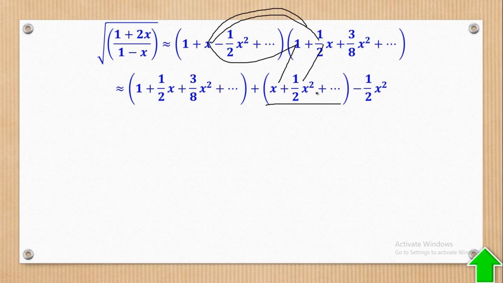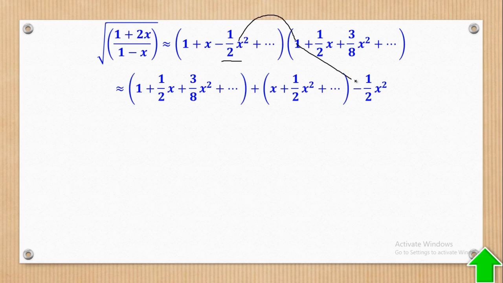I think you realize that we stop here and just put plus dash dash dash, because if I say x multiplied by this, I'll come up with x cubed. But the question does not want x cubed. So you just put the dash dash dash to mean that the expansion would have continued, but they restricted us to x to power 2. What about this term? This term times this gives you this. Now stop there, because if I say this times this, I'll come up with x cubed, which is not needed.